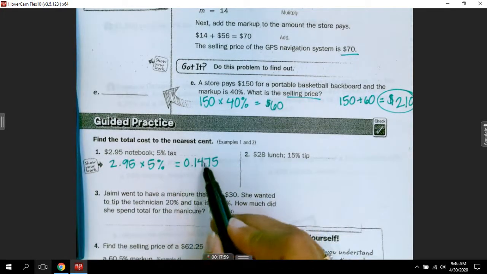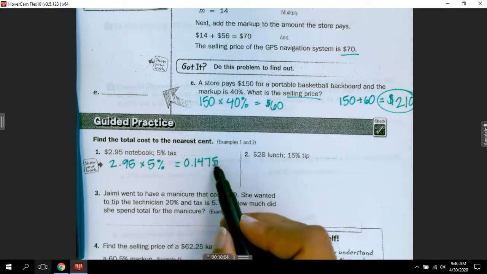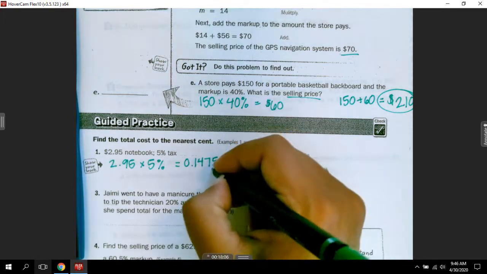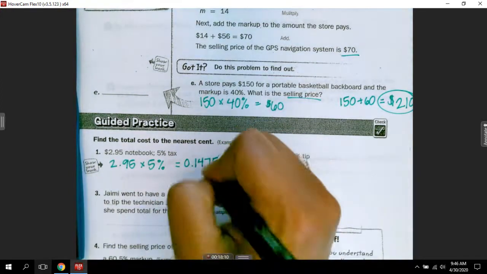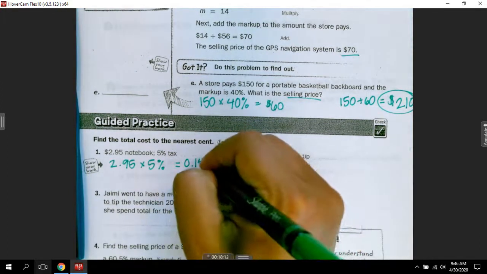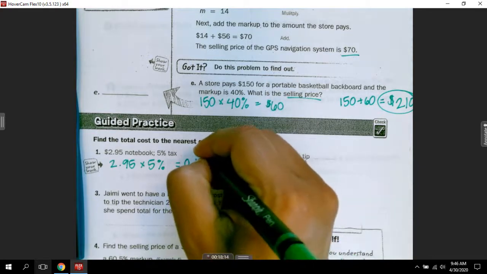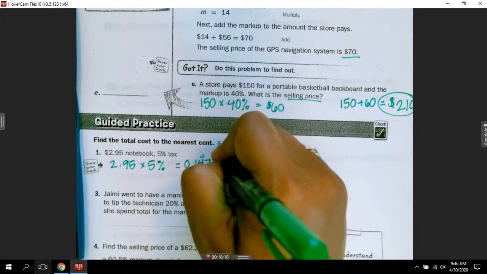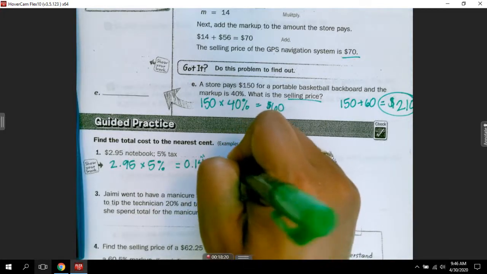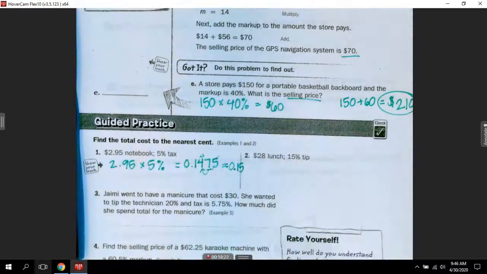Remember, money is only in 2 decimal places, so you want to get this to 2 decimal places. So do you need to look at that 5? No, you can kind of act like that 5's not even there. What you need is that 7. So the 7 is larger than 5, so that means I'm going to add 1 to the 4. So this is going to be approximately 15 cents. Okay, please do not forget how to round.